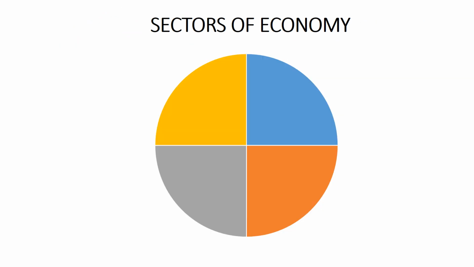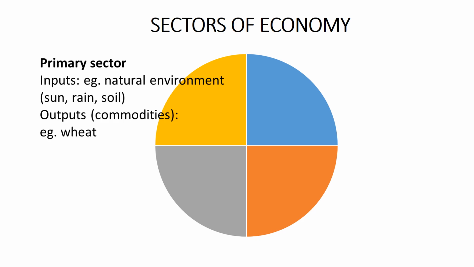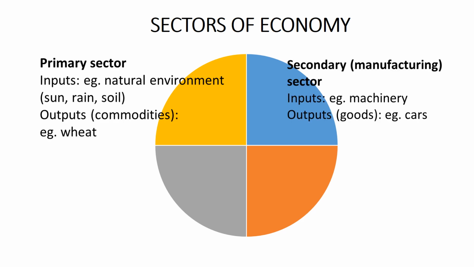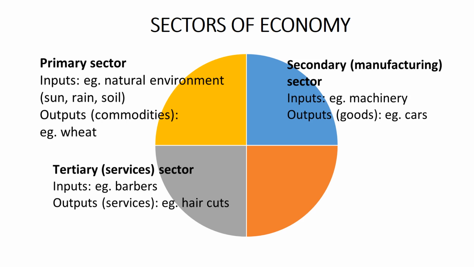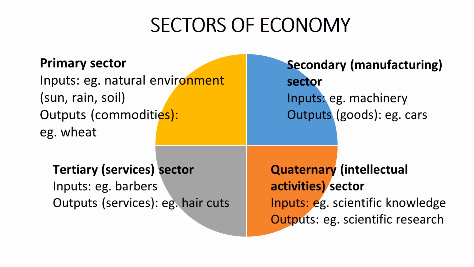Our economy is broken up into 4 sectors. These are the primary sector, which is involved in the extraction and use of natural resources in mining and agriculture; the secondary sector, which is involved in manufacturing; the tertiary sector, which is involved in the performance of services; and the quaternary sector, which is involved in intellectual activities such as research.